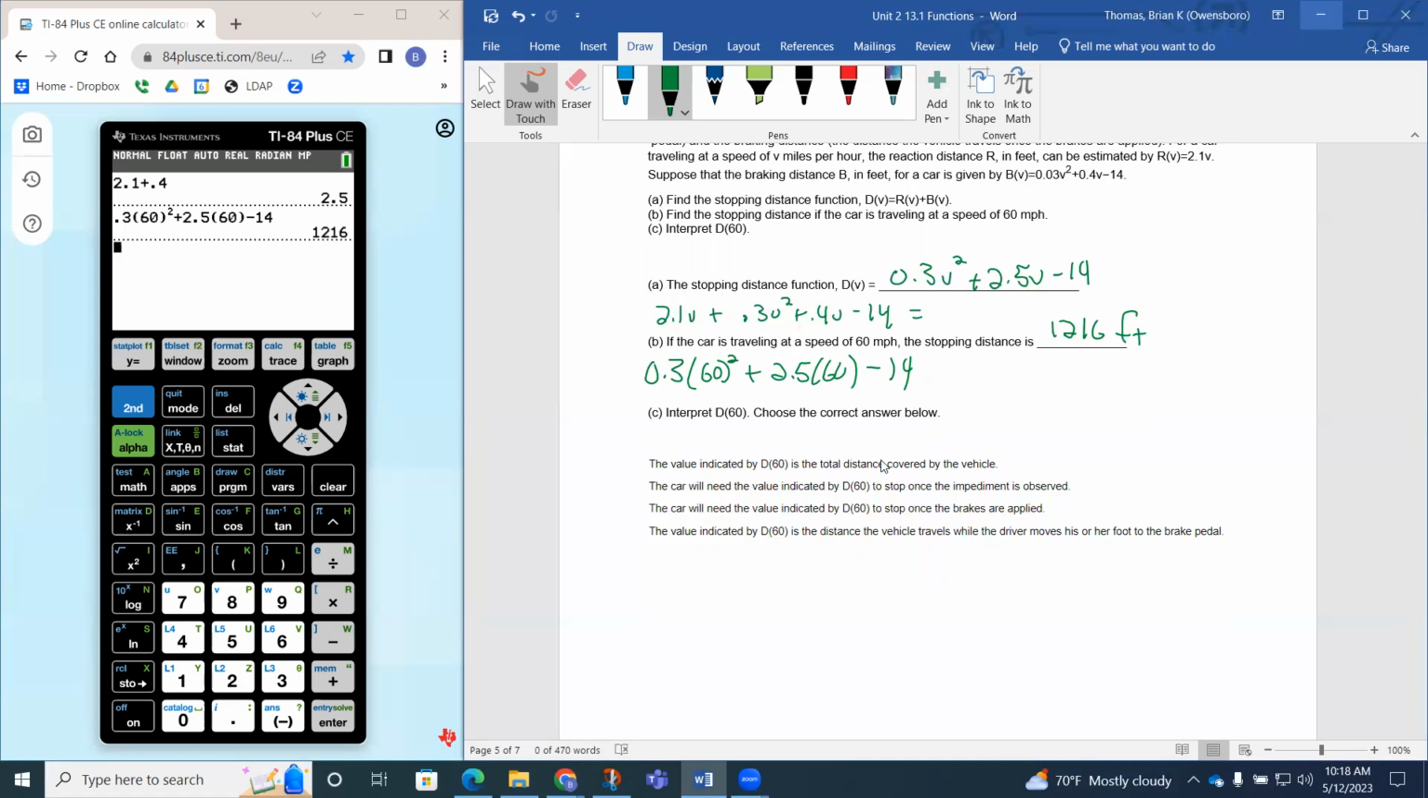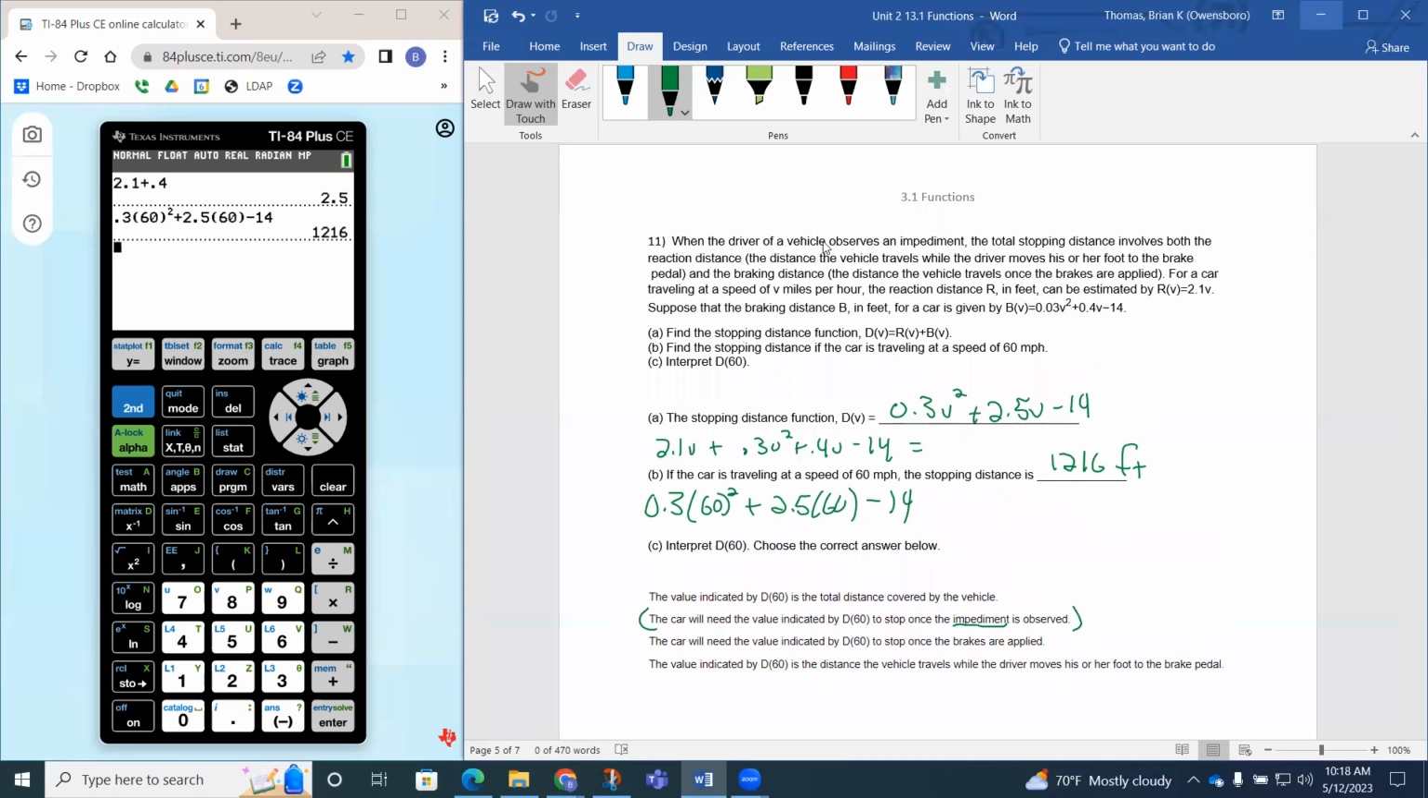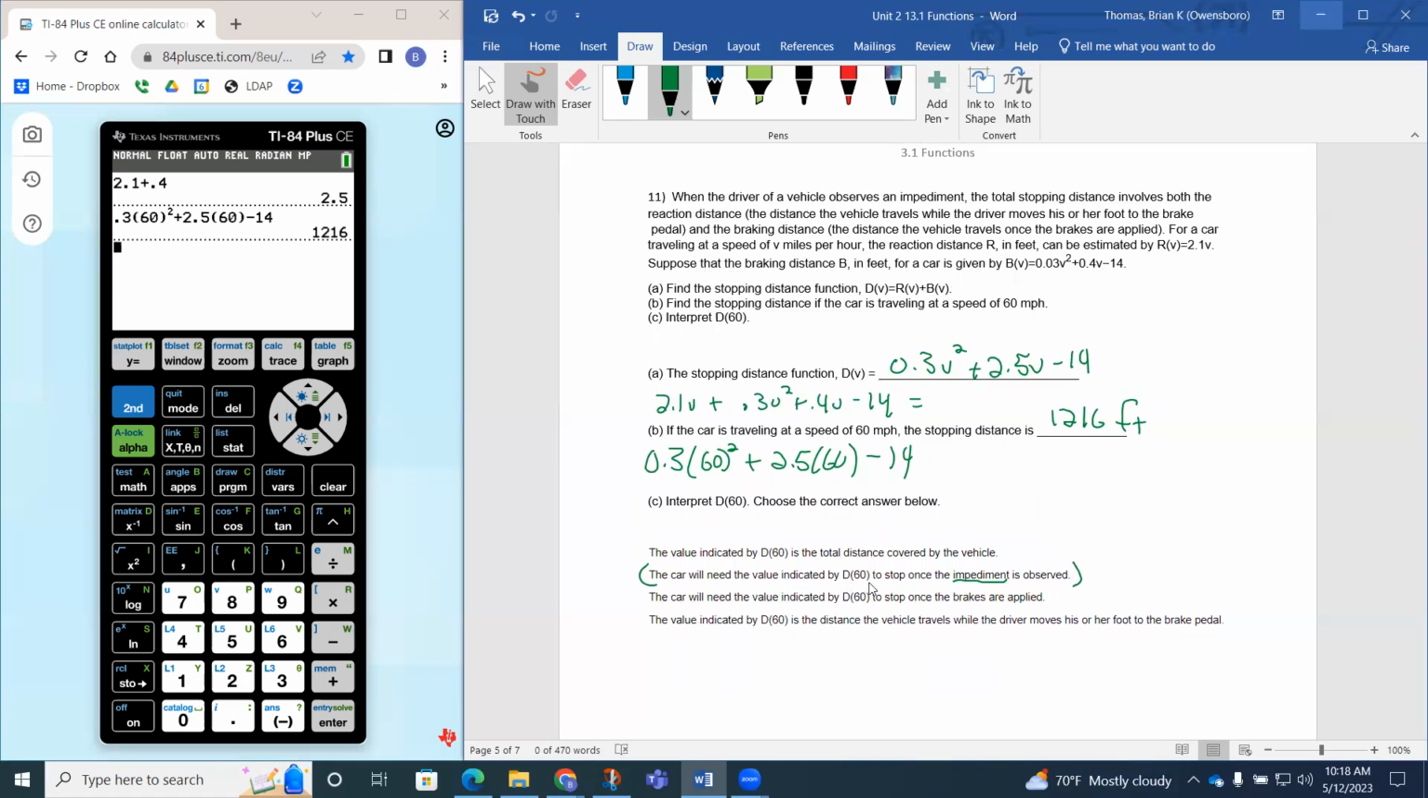So between the first two, I think the second one is better because it talks about the impediment being observed, and that was part of the discussion up here. So if we notice, when the driver of a vehicle observes an impediment, the total stopping distance involves both the reaction distance and the braking distance. So that's what we're picking up on here.